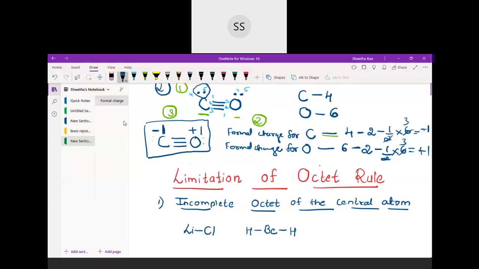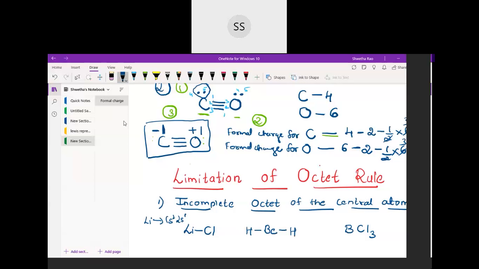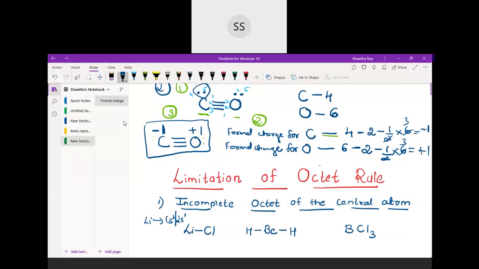Here I've taken one more example, boron chloride. Boron has 3 electrons in its outermost shell. Keep all this in mind. If you want, I will write it down here. Lithium is 1s2 2s1. Only the outermost electrons are involved in bonding, so only one electron is present. That means it can give only this one electron to bind with the chlorine atom.